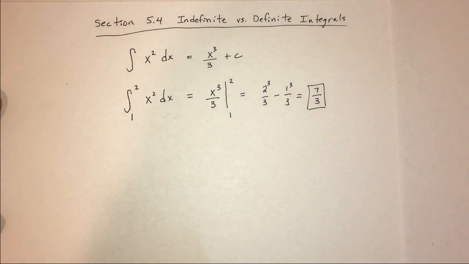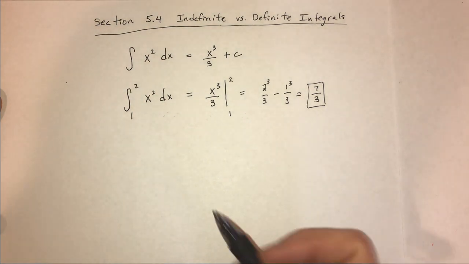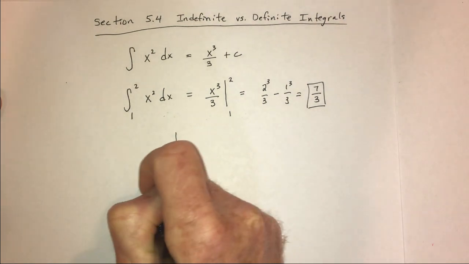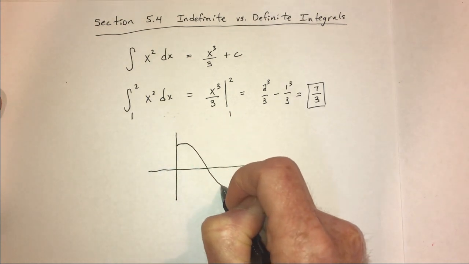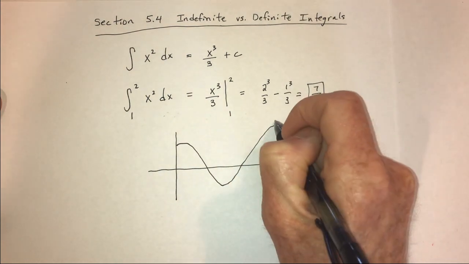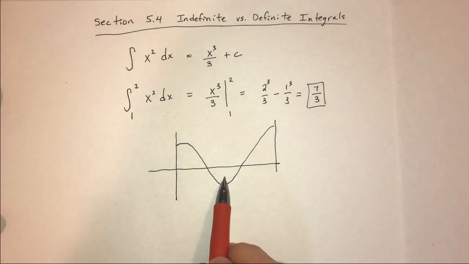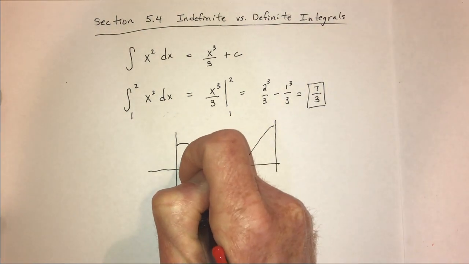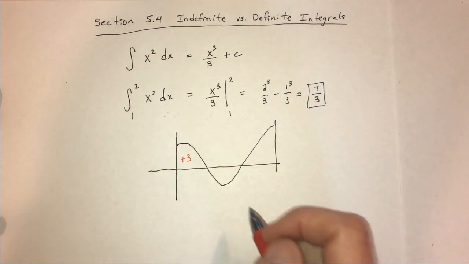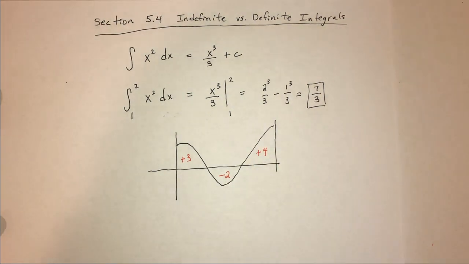Now there's one other idea in this section before we go on and do several practice problems, and that is the idea of net change. So net change would be, let's say you've got a function like this. It goes something like this. The area down here is counted as negative because the y values are negative. So let's say that this part is a positive 3 area, and this one is a negative 2 area, and this one is a positive 4 area.